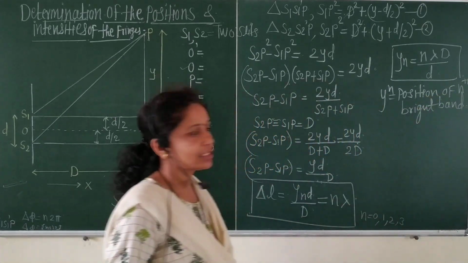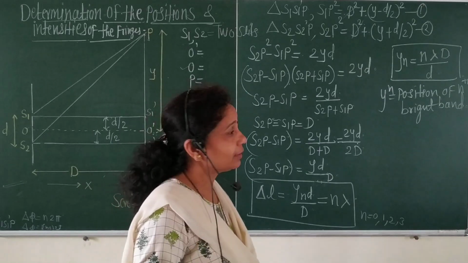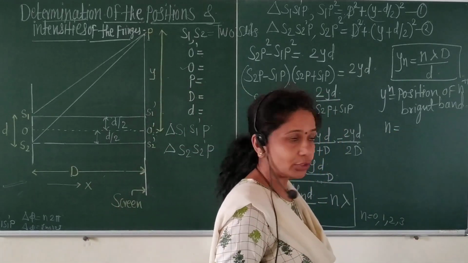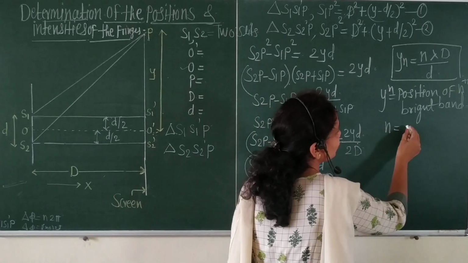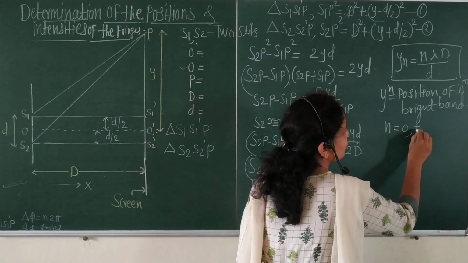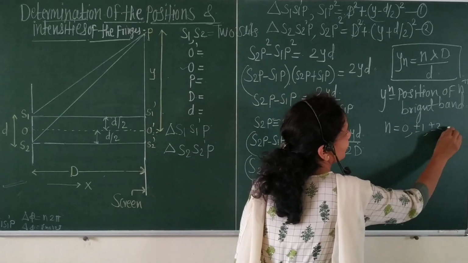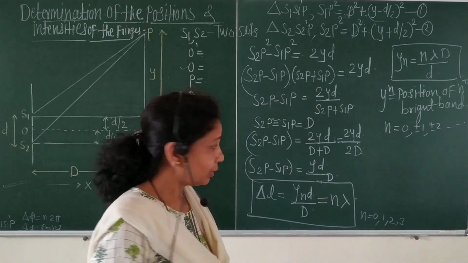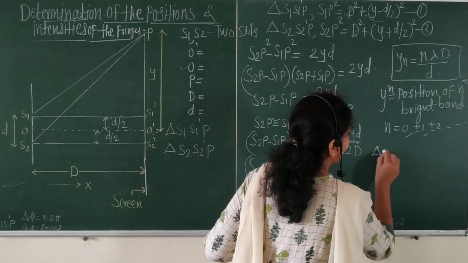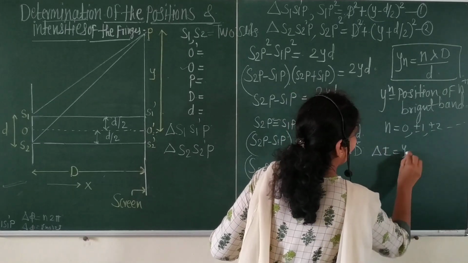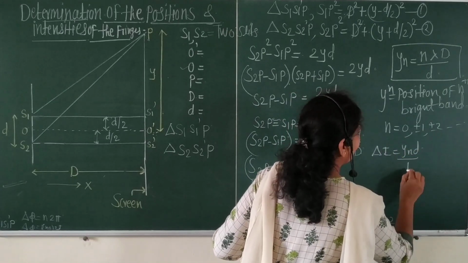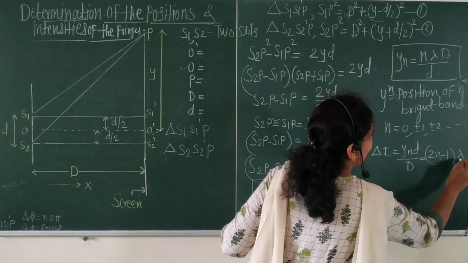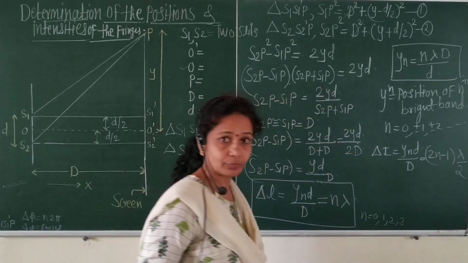Okay, yn is equal to the position of the nth bright band, and here n takes the values 0, plus or minus 1, plus or minus 2, and so on. Now, del L is equal to yn d upon capital D is equal to (2n minus 1) lambda by 2.